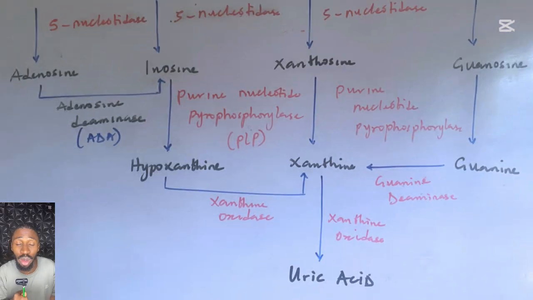Now we have hypoxanthine, xanthine, and guanine. Hypoxanthine is converted to xanthine by xanthine oxidase, while guanine is converted to xanthine by guanine deaminase. So now everybody is converting to xanthine. Xanthine uses xanthine oxidase to form uric acid.